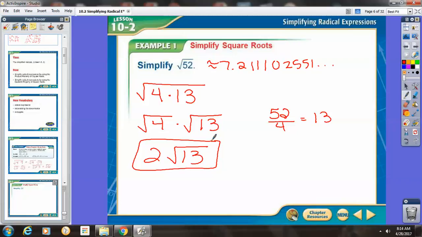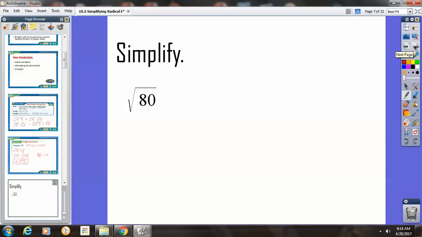Let's try another one. The square root of 80, or radical 80. First thing I would always try is to see if 80 was a perfect square. So square root of 80, 8.944271191. Okay, definitely not a perfect square. So let's try a different approach.